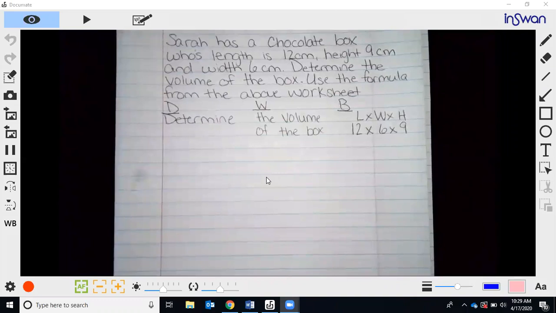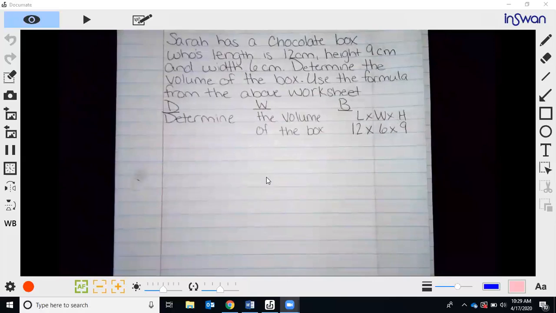Sarah has a chocolate box whose length is 12 centimeters, height 9 centimeters, and width is 6 centimeters. Determine the volume of the box. Use the formula from the above worksheet. So you should have just got done using that worksheet and you should have seen the formula for volume. This should also be a review from fourth grade for you. The formula for volume is going to be length times width times height.